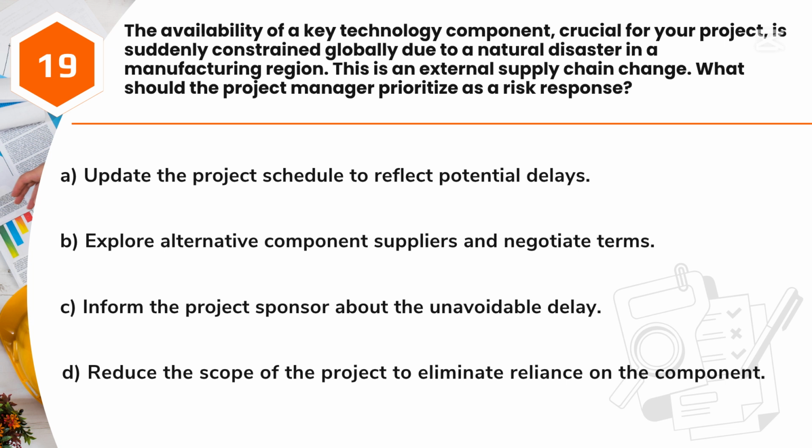A. Update the project schedule to reflect potential delays. B. Explore alternative component suppliers and negotiate terms. C. Inform the project sponsor about the unavoidable delay. D. Reduce the scope of the project to eliminate reliance on the component.